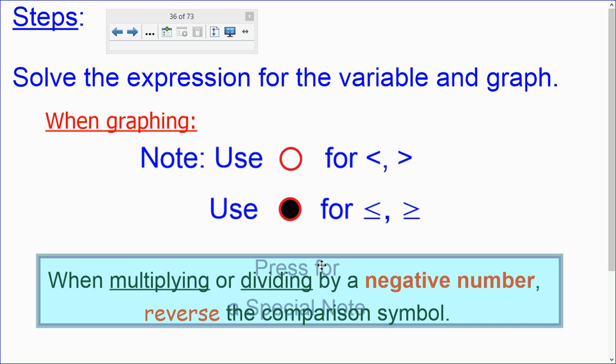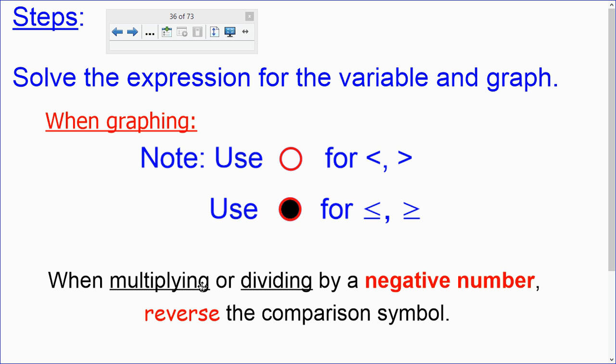Here's a special note you should note. Remember, when dividing or multiplying by a negative number, you got to reverse the comparison symbol. So that way you end up with the correct value when you check it.